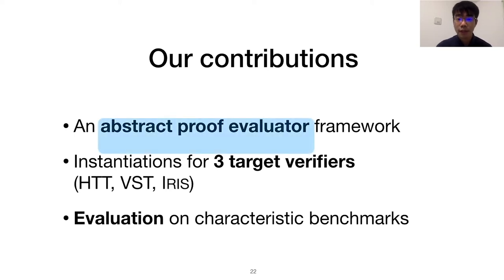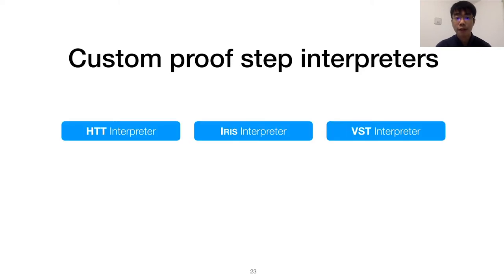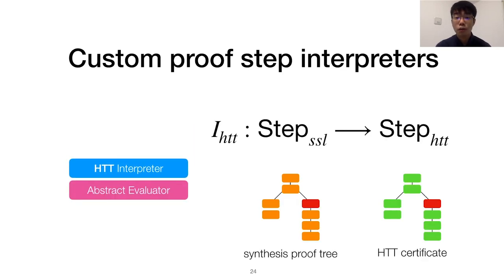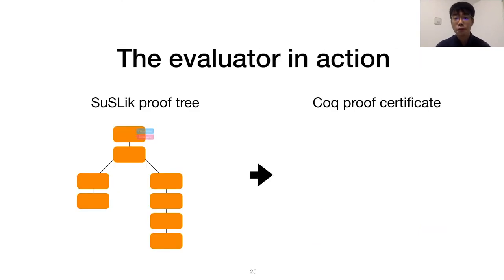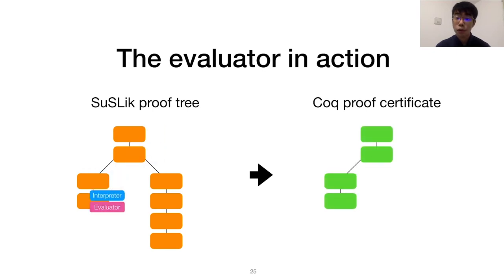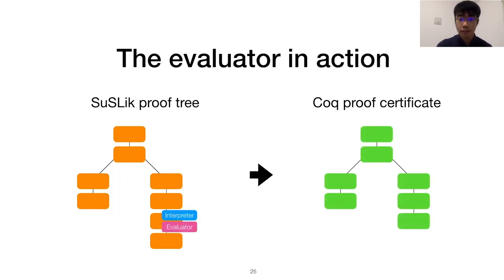Let's see how this abstract evaluator works. We can instantiate the evaluator for a target verifier by providing a custom proof step interpreter, which maps an SSL rule application in the synthesis proof tree to a corresponding step in the proof certificate. After synthesis, an instantiated evaluator traverses a proof tree encoding of the successful derivations and invokes the interpreter at each node to build the certificate.